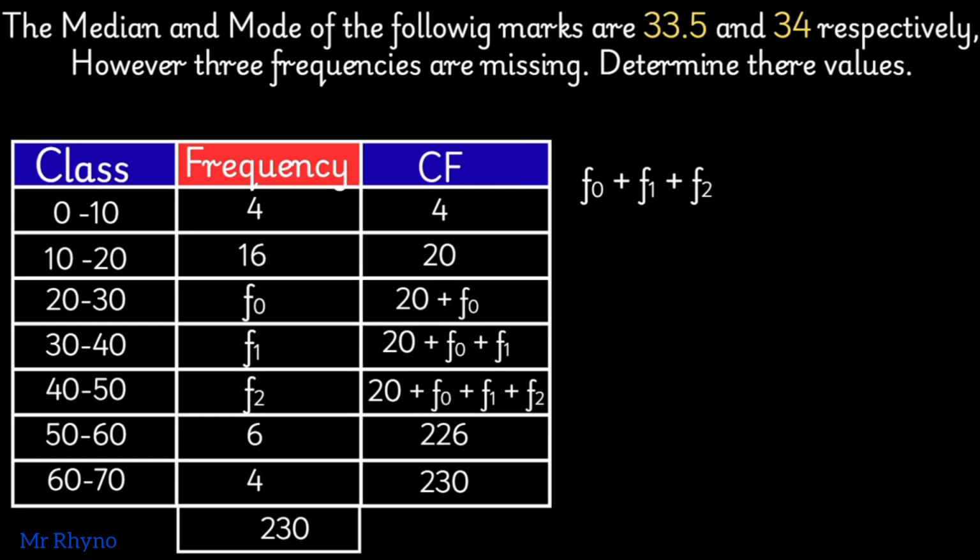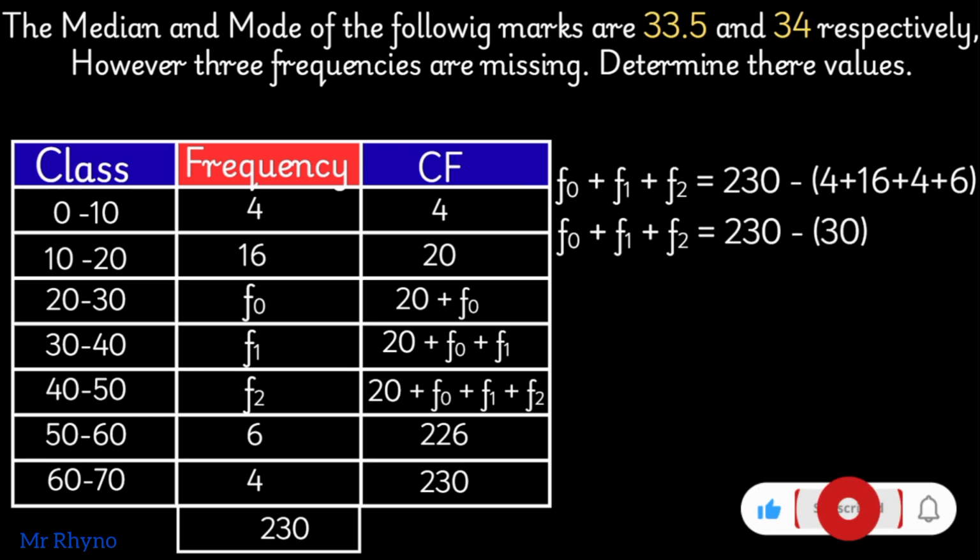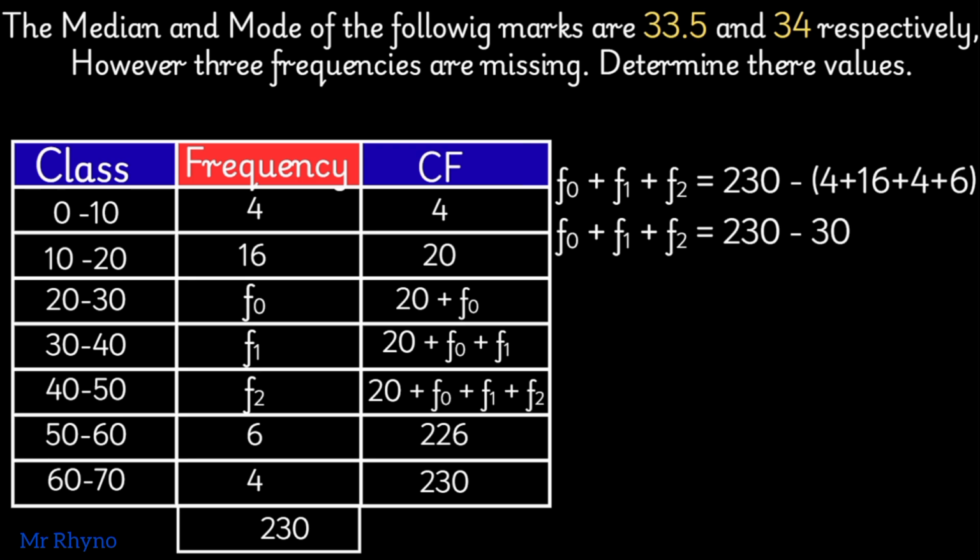Now next, f0 plus f1 plus f2 is equal to 230 minus the frequencies that we know their values, that is 4 plus 16 plus 4 plus 6. And to add this, 4 plus 16, that is 20, plus 4, that is 24, plus 6, that gives us 30. These brackets are actually not useful, so we can just get rid of them. 230 minus 30, that gives us 200.